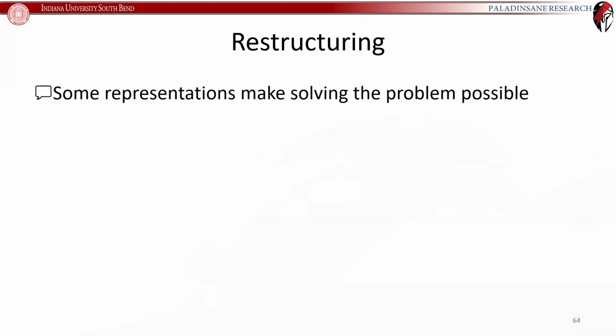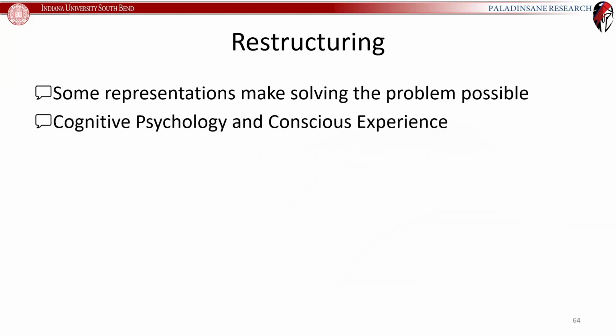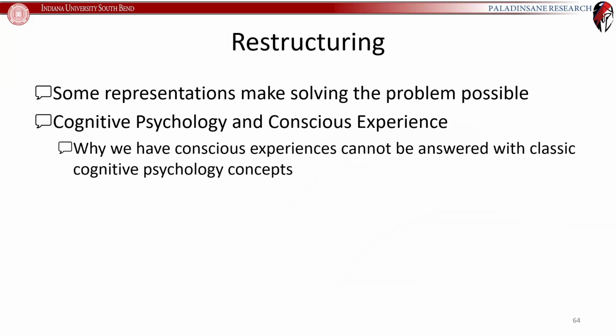So some representations make solving the problem possible. I'll give you two examples here and then we'll wrap up for the day. They both actually come from psychology. The first one comes from cognitive psychology and conscious experience. And basically, why we have conscious experiences cannot be answered with classical cognitive psychology concepts. So you will notice that throughout this entire semester, we have never at any point said, this is cognition that requires you to have a conscious experience. That was never a requirement for anything that we did.